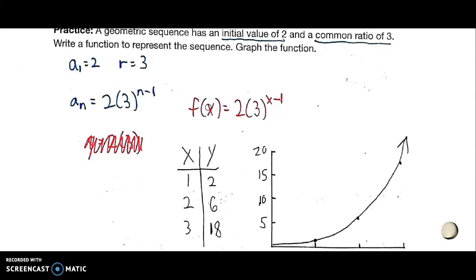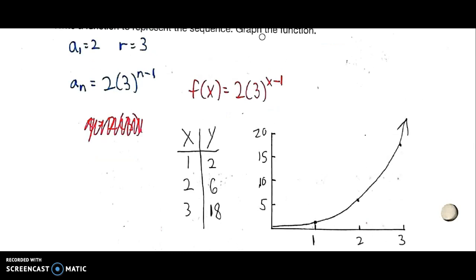So the only change I would make to that, if we're going to put it in function notation, is we're just going to swap out, instead of talking about the sequence number, we're just going to say f of x. That's our function notation. Our function of x uses the same two parts. 2 is the value that we started with. 3 is the number that we're multiplying. And instead of n minus 1, we're just going to say x minus 1 because we're putting that, again, as a function of x.